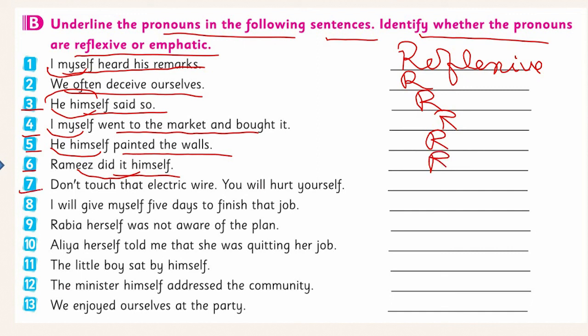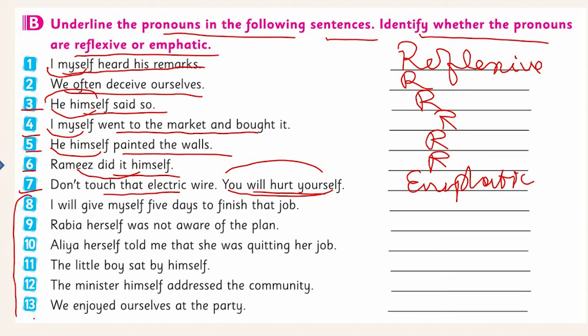The seventh one, don't touch that electric wire. You will hurt yourself. You and yourself here. So this is emphatic pronoun here. Identify these pronouns too by yourself.